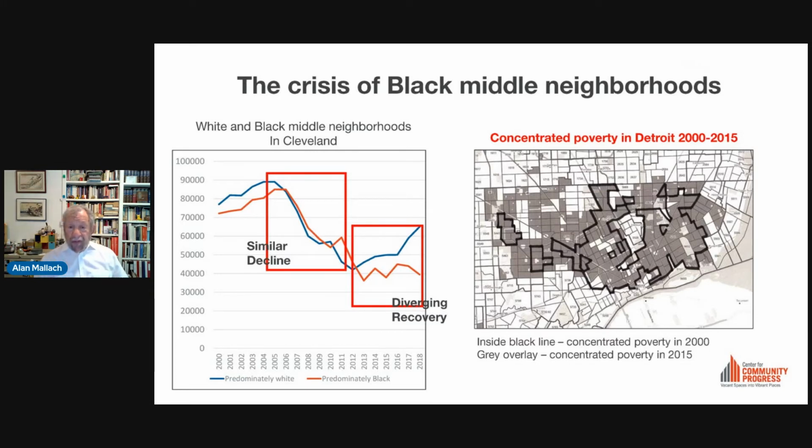And if you look at the picture on the right, which is Detroit between 2000 and 2015, you'll see that the areas of concentrated poverty in Detroit grew enormously over that period. And during that same 15-year period, roughly 50% of all the middle-class Black families who were living in Detroit in 2000 moved to the suburbs. Next slide.